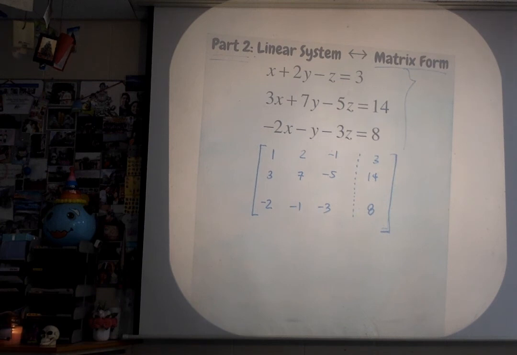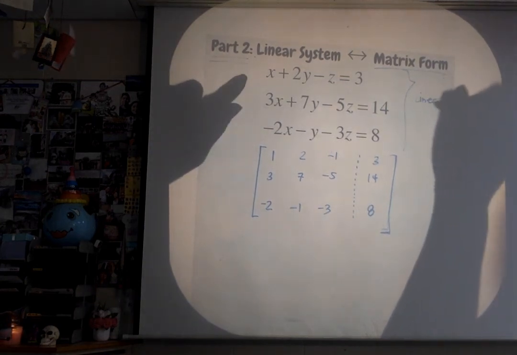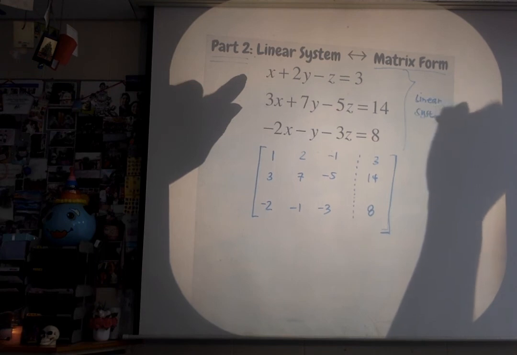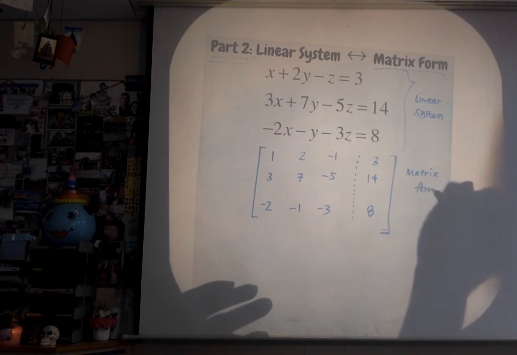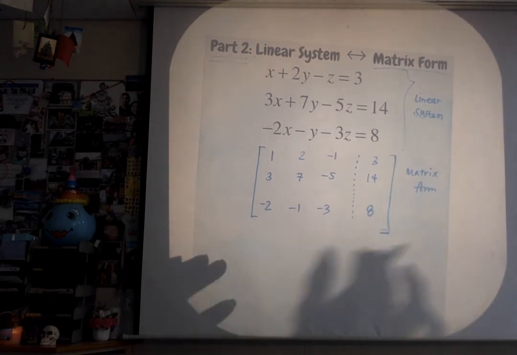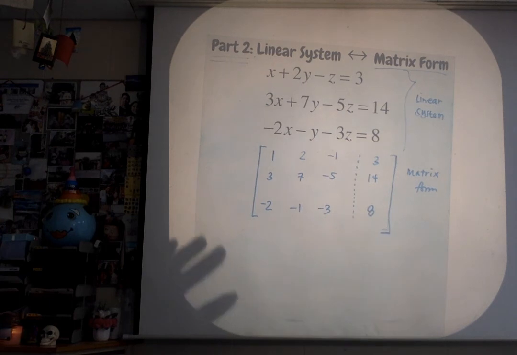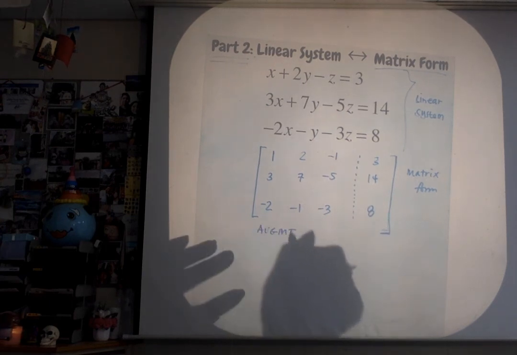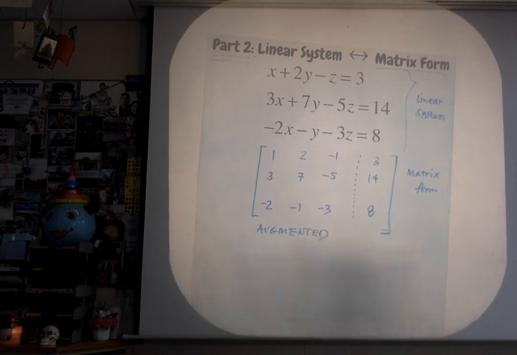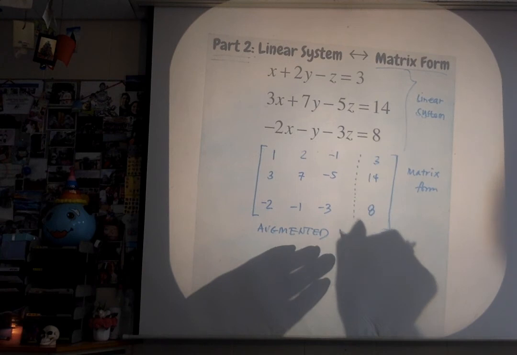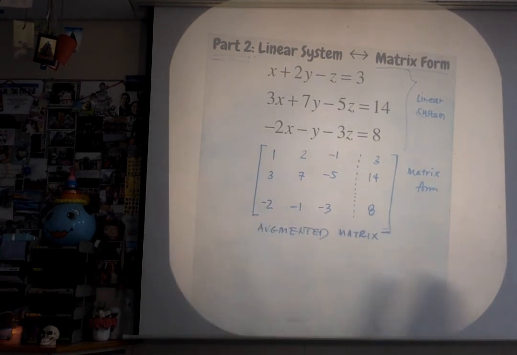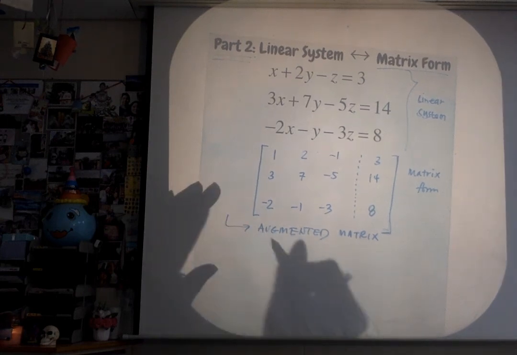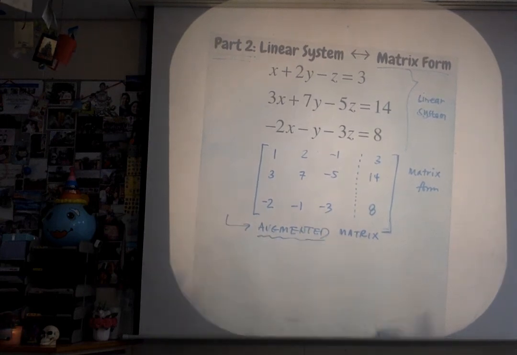All right, so this is called a linear system, and this is called the matrix form. Actually, this has a special name because it has this dashed line here. It's called the augmented matrix. Augment just means to make bigger, right? So that's what that means, okay?